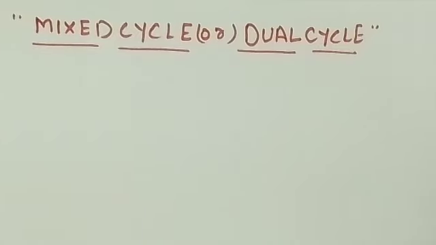So this dual cycle or mixed cycle has a total of 5 processes. As you remember, in Otto cycle and diesel cycle we have only 4 processes. That is, 2 are adiabatic, compression and expansion, and heat supplied and heat rejection at constant volume and constant pressure respectively for Otto and diesel cycle. So in this case we have a total of 5 processes.